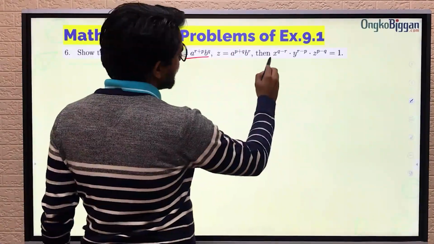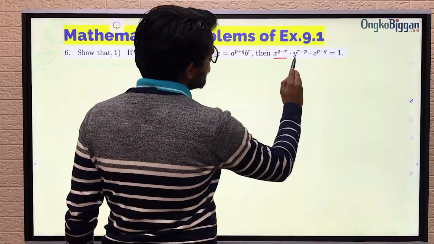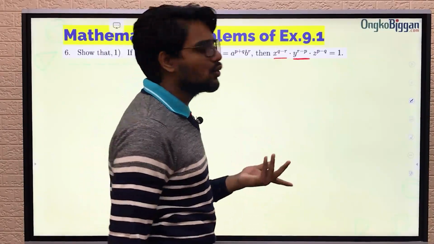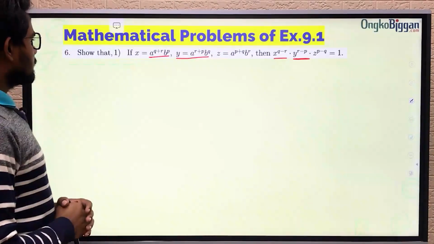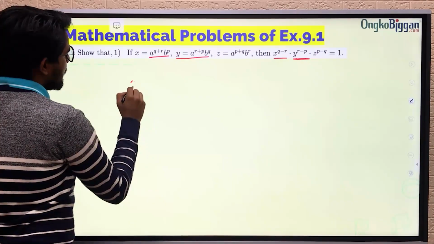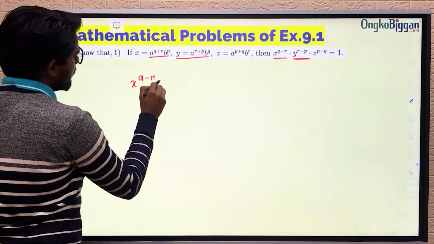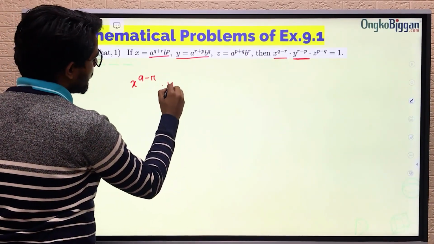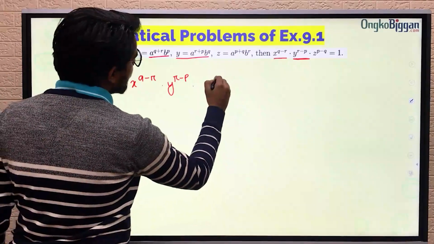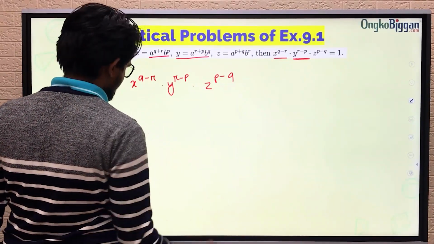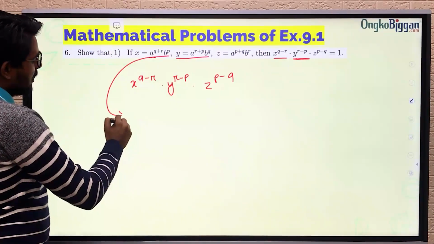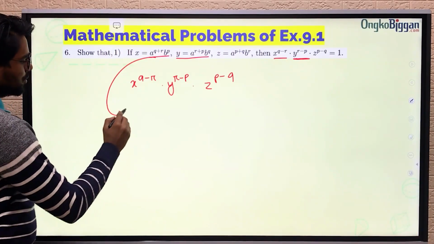Then we need to prove x to the power q minus r into y to the power r minus p into z to the power p minus q equal to 1. So we can directly use this formula, that is x to the power q minus r dot y to the power r minus p dot z to the power p minus q. And what we can do is use the values of x, y, z and put them directly here.